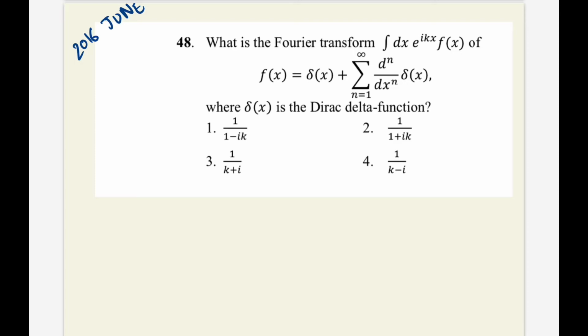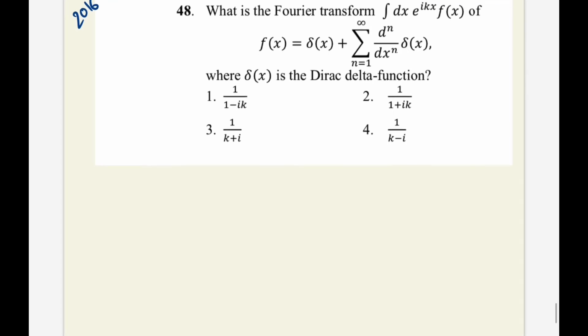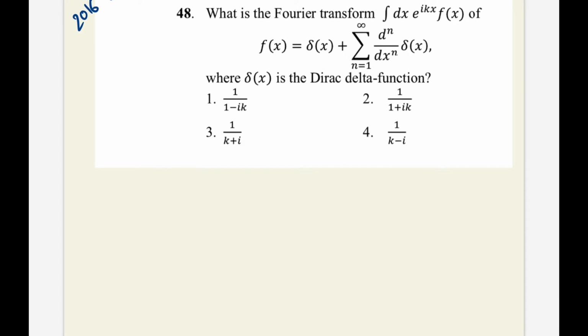So another question is from 2016 June. It reads: what is the Fourier transform of the integral of dx e to the power ikx f(x), where f(x) equals delta(x) plus the summation n equals 1 to infinity of d^n/dx^n delta(x), where delta(x) is the Dirac delta function. Now f(x) is given like this. If we have to take the Fourier transform of f(x), we write it as the integral from minus infinity to infinity of e to the power ikx dx f(x).